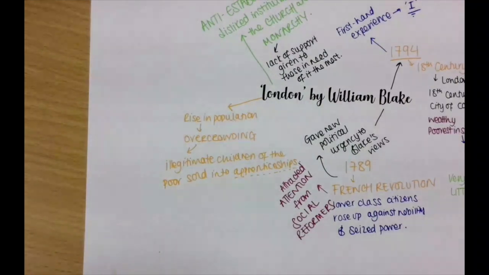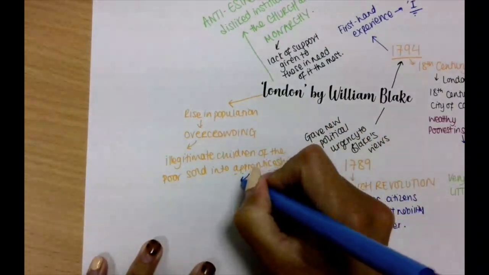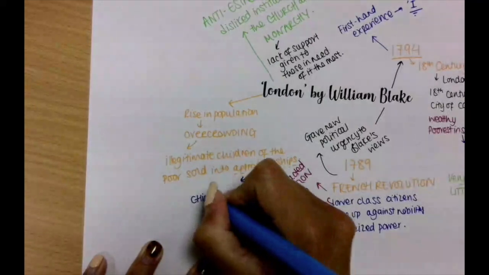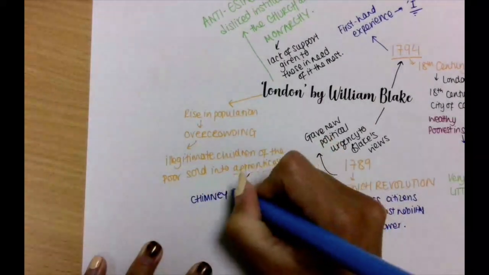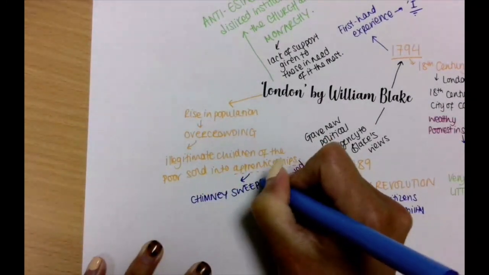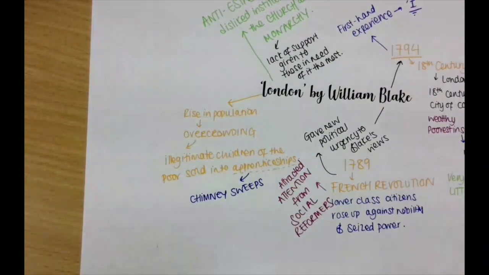Now, one of the most common trades for these apprenticeships was chimney sweeps. It was very dangerous. They had to be very, very tiny. They would cram up the chimney, and it was very dangerous as well. And Blake actually talks about the chimney sweeps within his poem.